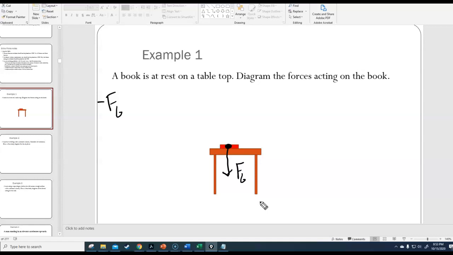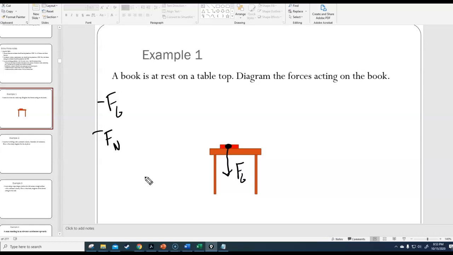Then I run through the checklist of forces in my brain. Is there a surface? Well, yeah, because it's on a tabletop. That's a surface. Anytime you have a surface, you have a normal force. So you have Fn. By the way, don't confuse Fn, which is normal force, with F net, which is net force. Two completely different things.